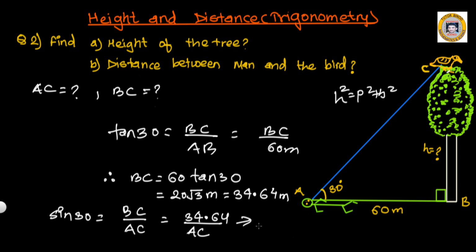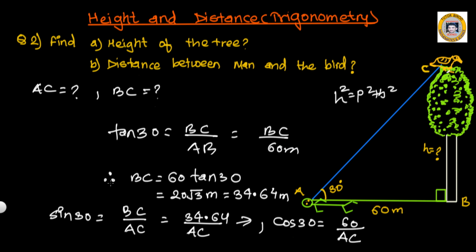You also can use the cosine relationship. So cos 30 degree equals adjacent or base over hypotenuse. My base is 60, whereas my hypotenuse is AC. Now I can easily solve for AC, which is 60 over cos 30.